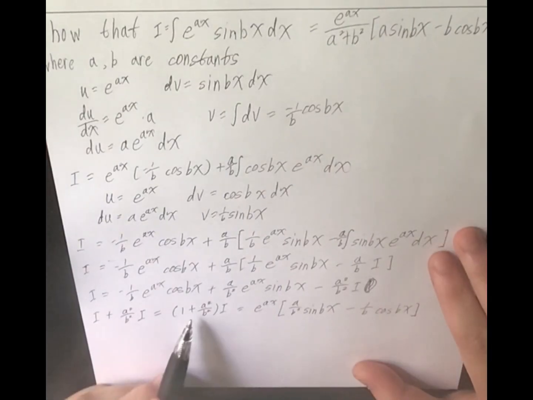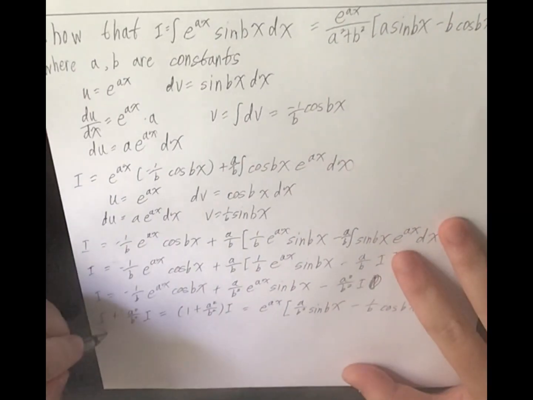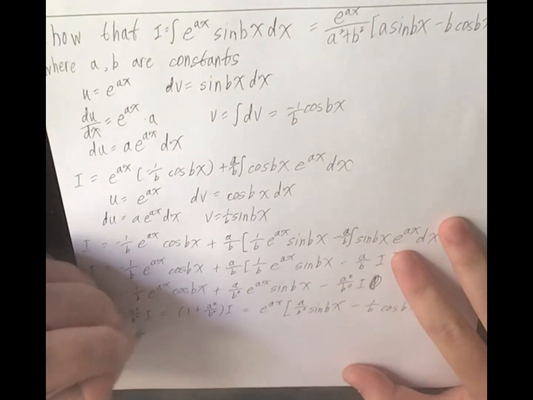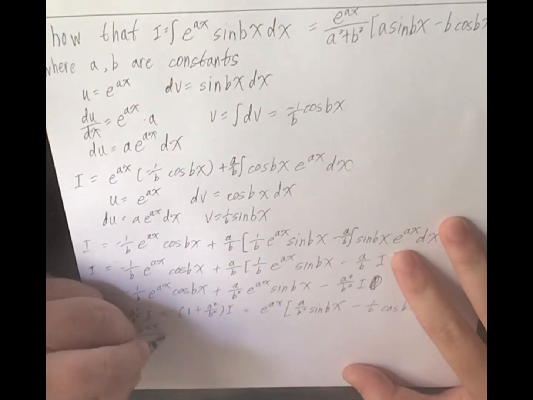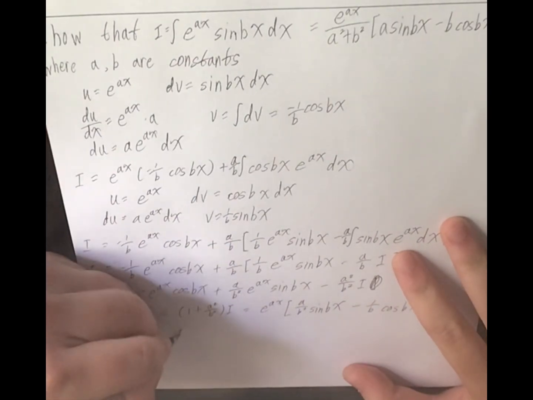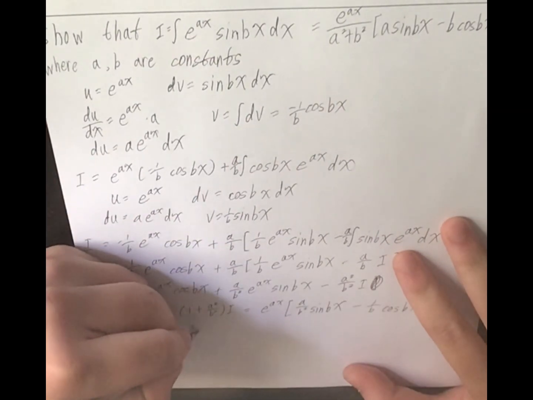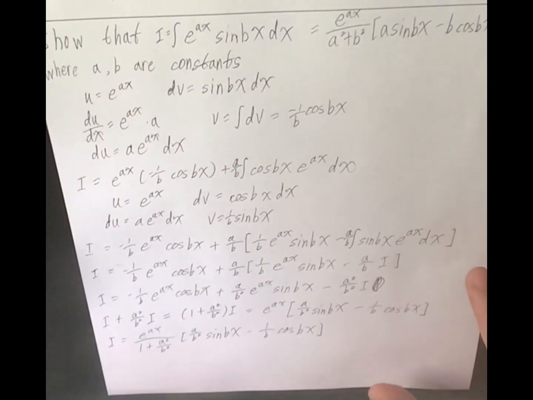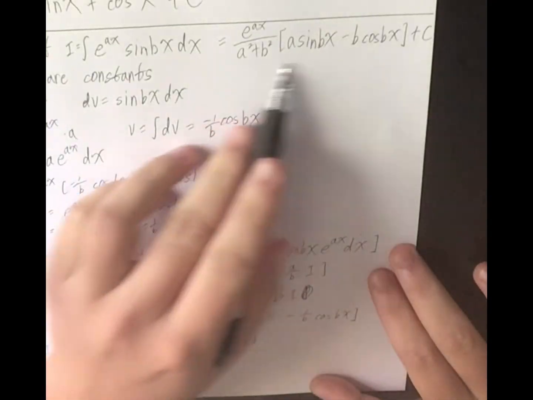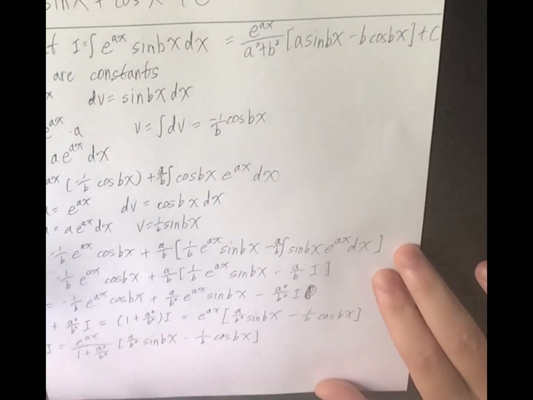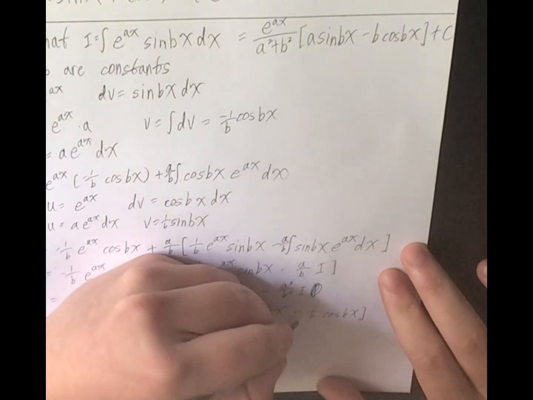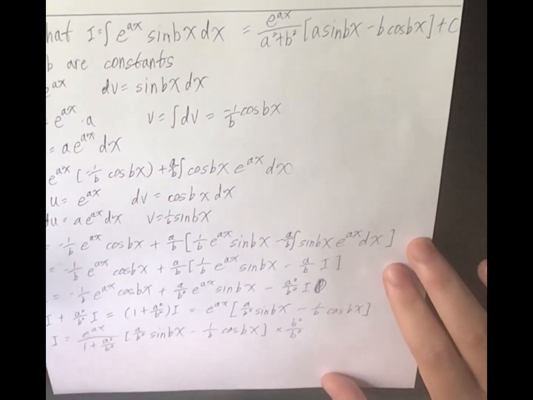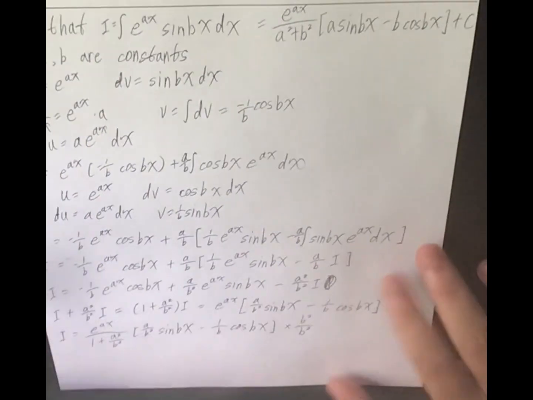And now to find I, it's very easy, you just divide this thing over. So I is our original integral, it's e to the power of ax, divided by 1 plus a squared over b squared. And this thing is unchanged, right again. And you may find it looks a bit different to the form we want, but it's okay, because if you just multiply this thing by b squared over b squared, which is multiplying by 1, it doesn't change anything, the denominator will work out just fine.